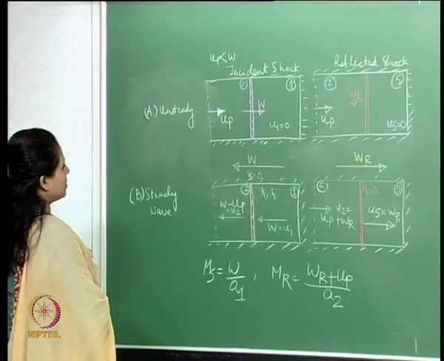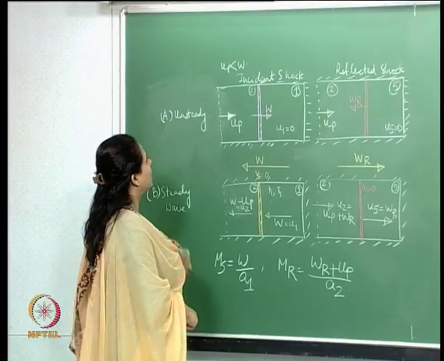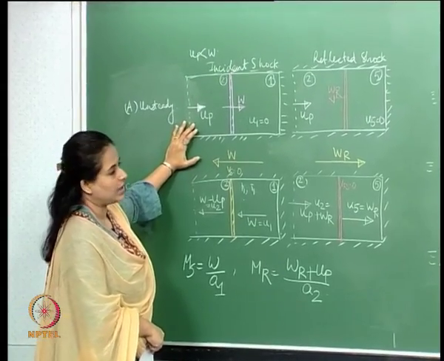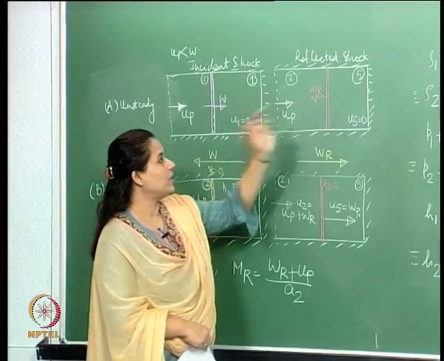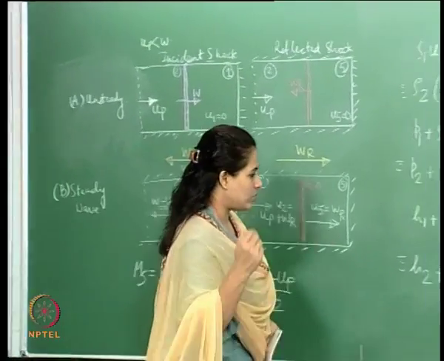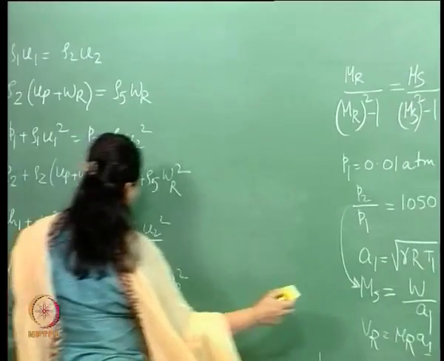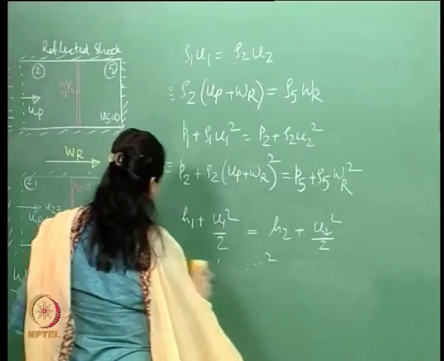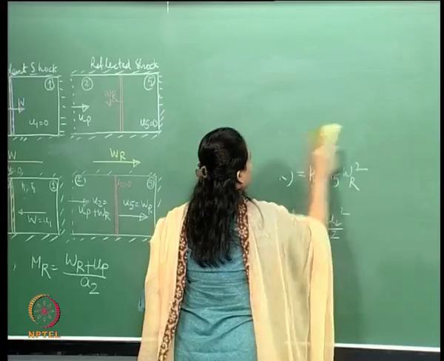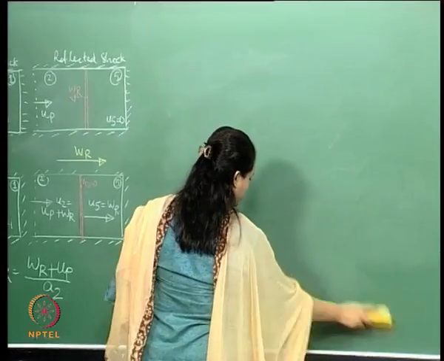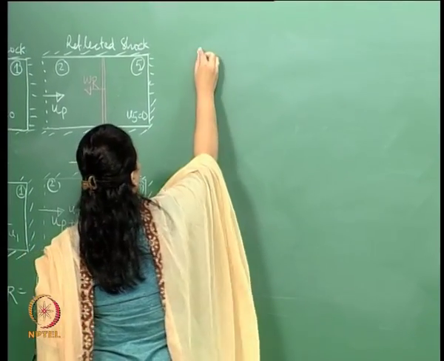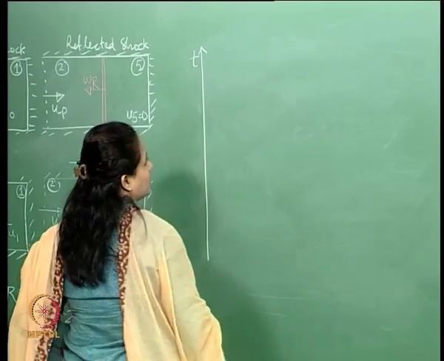So let us look at these two pictures. We have an incident shock, which propagates, and then it reflects from the end of the wall, and it propagates in this manner. So what we're going to look at is essentially what is happening over time. So this is essentially an unsteady case, isn't it?